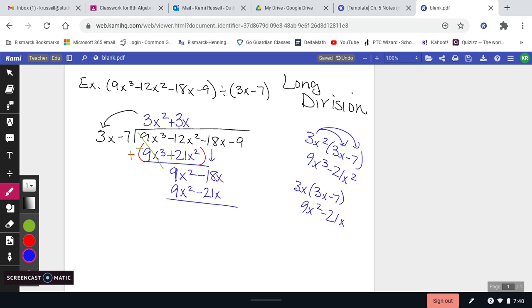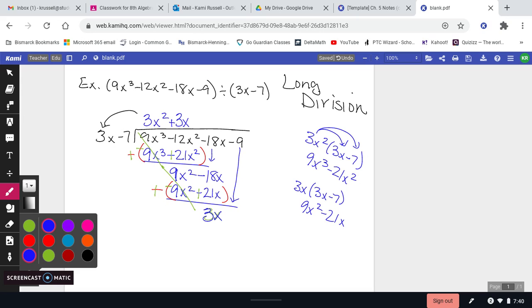Now remember, we're going to subtract. So I'm going to subtract all of this, and I'm going to change my signs. So it goes plus, this is going to go negative, this one's going to go plus. Those first terms are going to cancel out. And then negative 18x plus 21x, that's going to be a 3x. Last time here, you're going to bring down your minus 9. And we're going to go one more time.